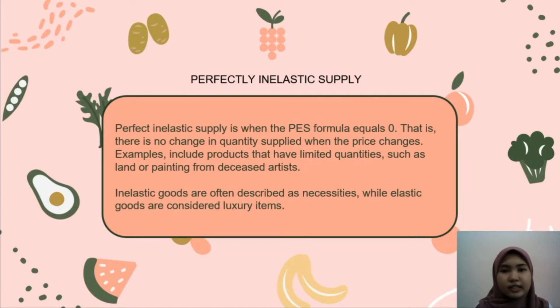Okay, so next, perfectly inelastic supply. Perfectly inelastic supply is when the PES formula equals 0. That is, there is no change in quantity supplied when the price changes. Examples include products that have limited quantities such as land or paintings from deceased artists. Okay. Inelastic goods are often described as necessities, while elastic goods are considered luxury items.